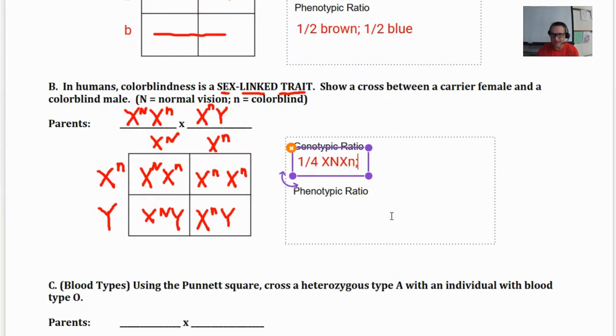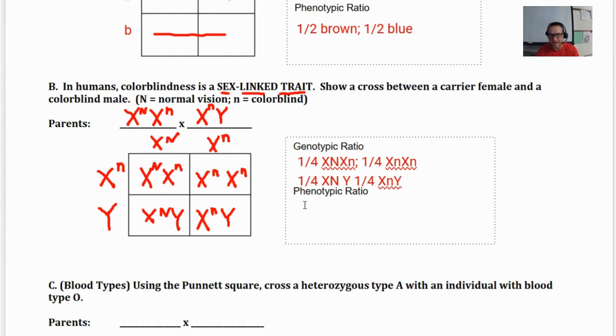Then I look to the other side, top right. There's only 1 of those. 1 out of 4 will be X little n, X little n. Then I look down, bottom left. 1 out of 4 will be males, X big N, Y nothing. And the last one for the bottom right will be X little n, Y nothing.